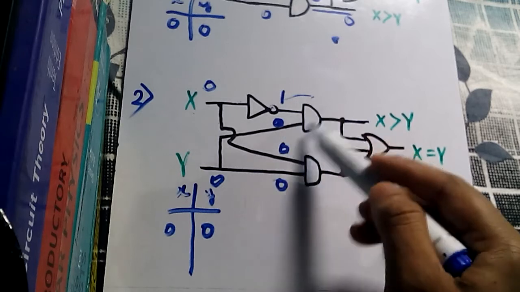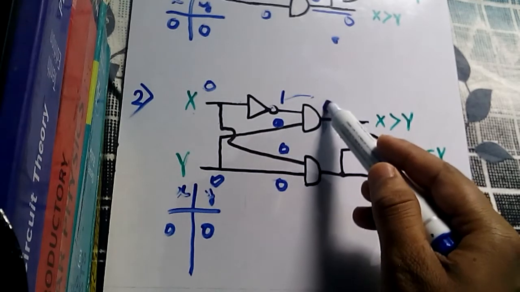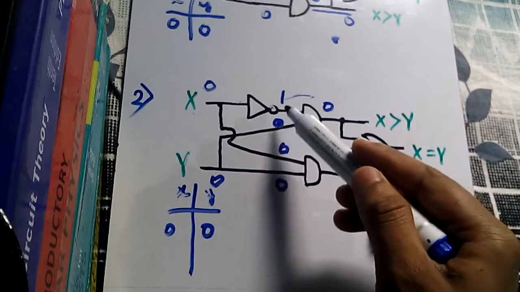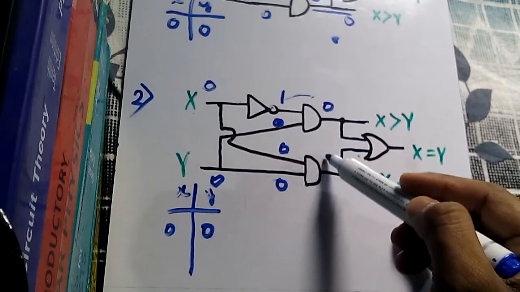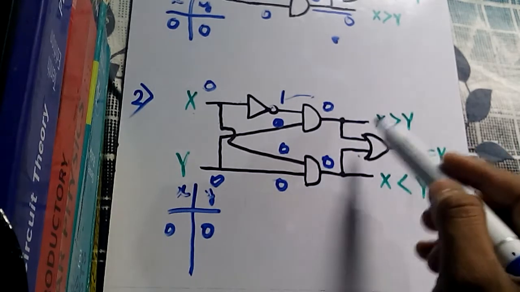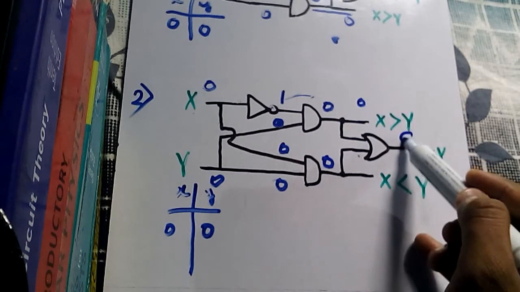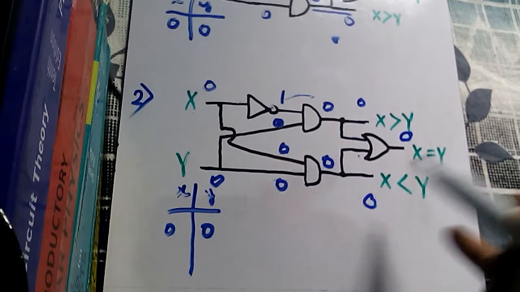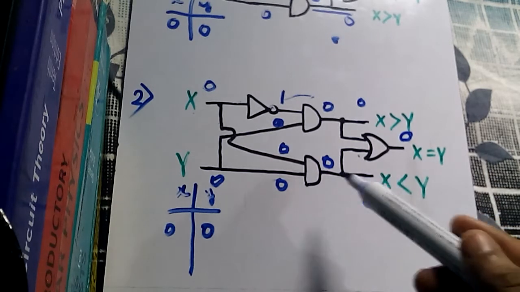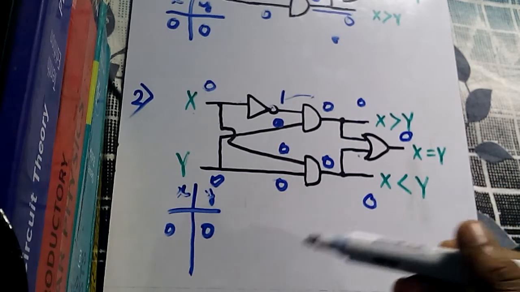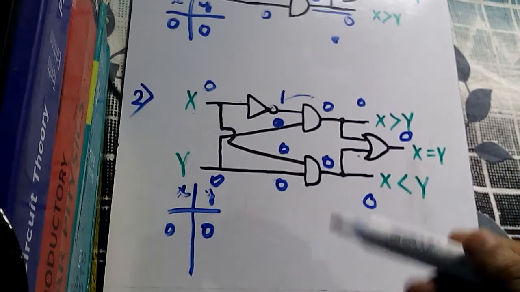Now this AND gate will produce 0 just because 0 and 1 becomes 0. Similarly, this will also produce 0. So in this case also we are getting 0 here, 0 here, and 0 here. So option 2 is also not the correct answer, so we have to ignore it.